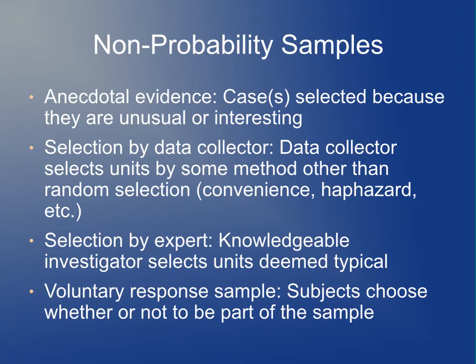Or other possibilities: selection by expert, where a knowledgeable investigator decides that the particular examples you chose are, quote-unquote, typical. A voluntary response sample, where subjects choose whether or not they want to be part of the study. All of these methods can give you wildly misleading results. I'm going to briefly describe a couple disastrous examples of this.